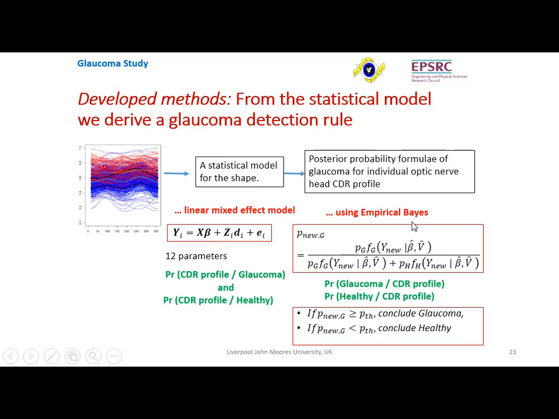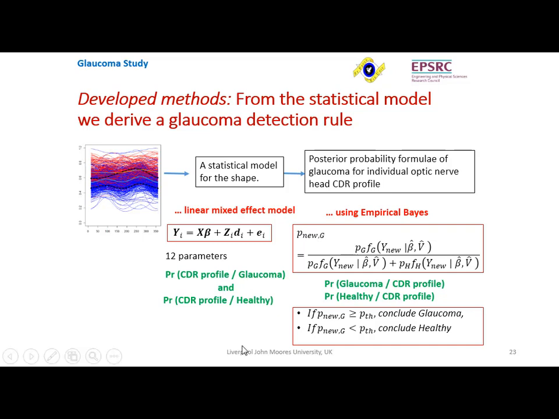So we said we have some prior knowledge about the probability of being glaucomatous. That can be, for example, just knowing the prevalence, if you want to be very naive, okay? And then we just update it, okay? And that's what we update using Bayes' rule in statistics.